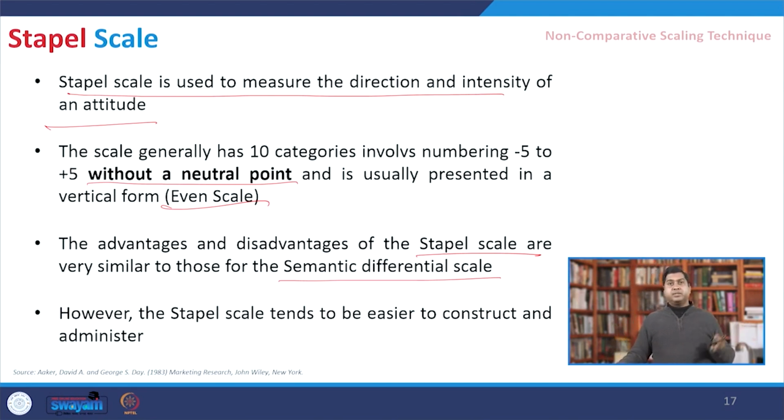Later on we will discuss how we can capture that kind of ambiguity in giving answers, and then we can bring in the concept of fuzzy numbers. So, here it is not like a linguistic form, or maybe you can have a very crisp form of that. However, the staple scale tends to be easier to construct and administer, because in this case there is no such kind of neutral value.